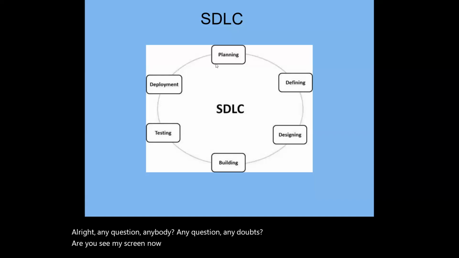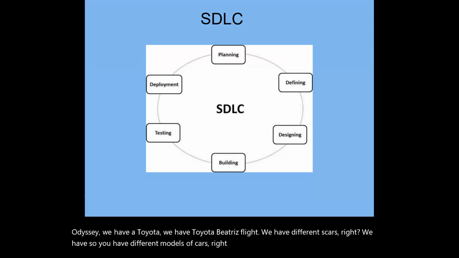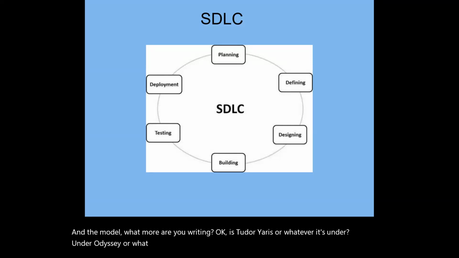Okay, we all have a car. We have a Honda Accord, a Honda Odyssey, a Toyota Matrix. We have different cars, so you have different models of cars. We have the make. The make is what? Honda. And the model, what model are you riding? It's Toyota Yaris, or Honda Odyssey, or whatever. So SDLC has different models. It depends on which one your company, your organization, is embarking on.